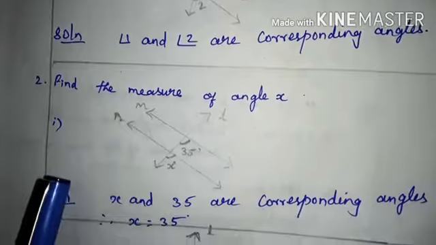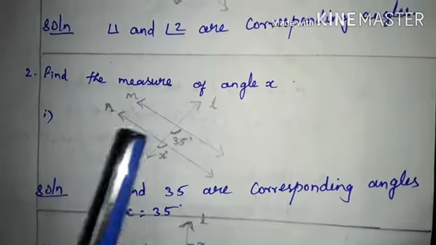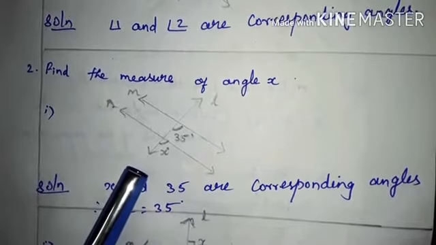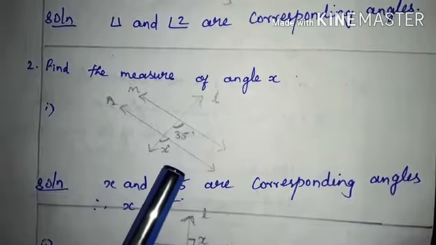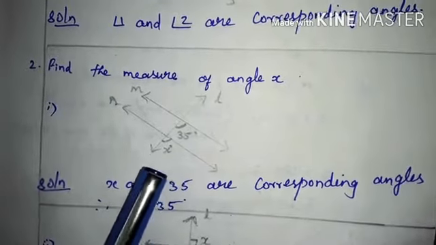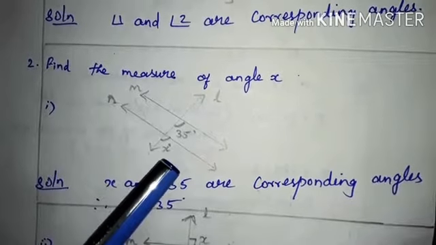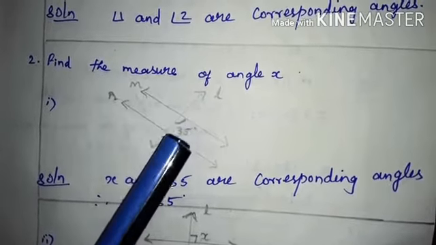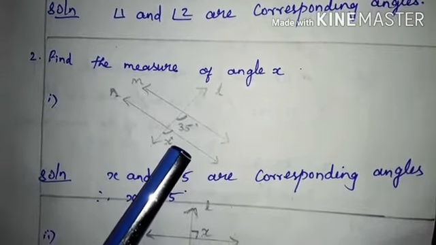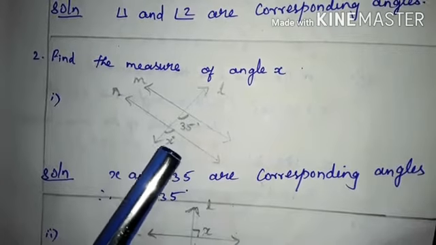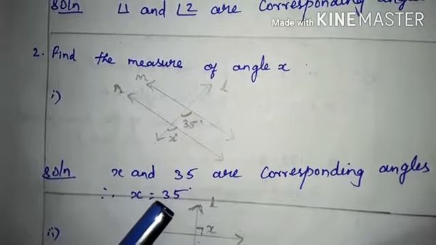Second sum, find the measure of angle X. Here also M and N are parallel lines and L is the transversal. You have to find the value of X. Using the angles of a transversal, we can say that X and 35 lie on the same side of the transversal and below the lines M and N. Therefore, X and 35 are corresponding angles. If M and N are parallel, then the corresponding angles are equal. Therefore, X is equal to 35.